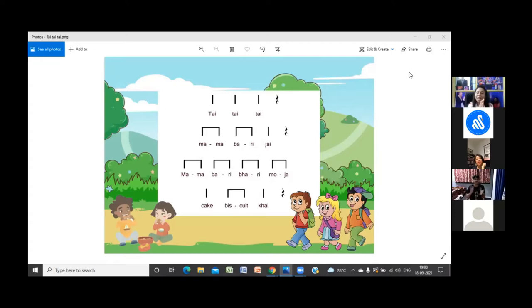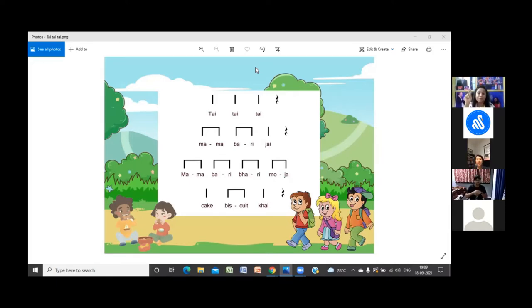Tai, tai, tai. Mama bari chai. Mama bari bari moja cake biscuit khai. That's helpful. So now interchange. A to K, they will keep the rhythm. And from L to Z, they will do the pulse. Okay. One, two, off we go. Tai, tai, tai. Mama bari chai. Mama bari bari moja cake biscuit khai.